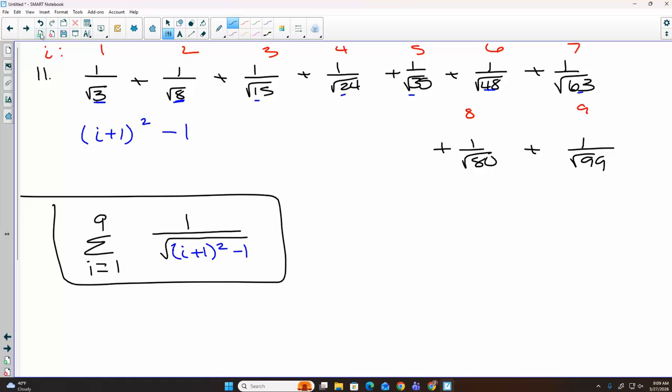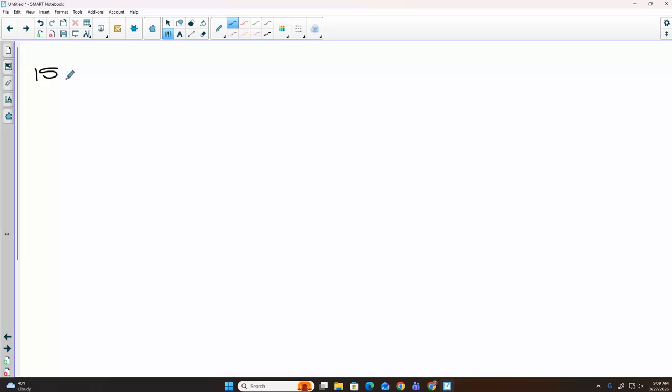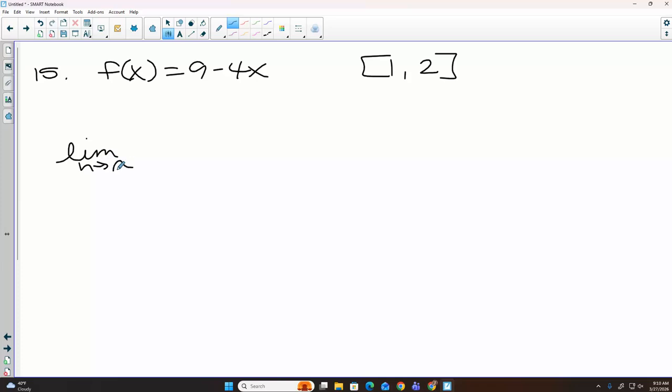And problem 15. We know our function is 9 minus 4x. Our interval is 1 to 2. And it tells us we have to do the limit as n goes to infinity of the sum from 1 to n of f of x sub I times the change in x. Now, at this point, we do know that that's an integral, but if I tell you to do this, you have to do it that way. Now, that doesn't mean you can't do the integral off to the side and check your answer, but if I say specifically use this form, then we have to use it.